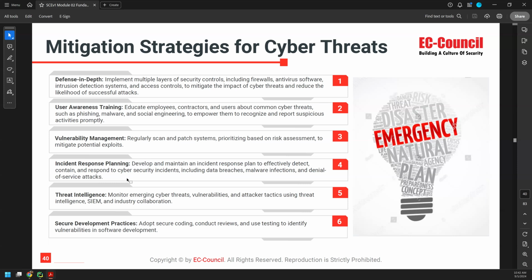Again, real incidents that we've seen happen over time. Threat intelligence, back to the whole SOC piece of this, is the ability to monitor emerging cyber threats, the vulnerabilities, and the tactics being used, with your SIEM or industry collaboration, however you're getting that information, and then developing secure development practices, especially if you're writing code, using it to test vulnerable environments.